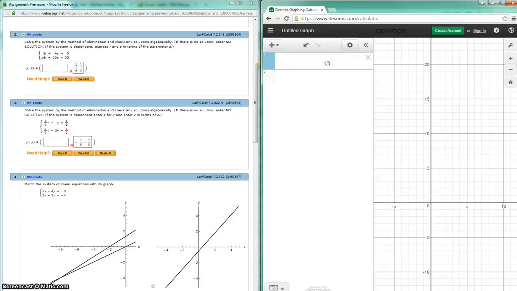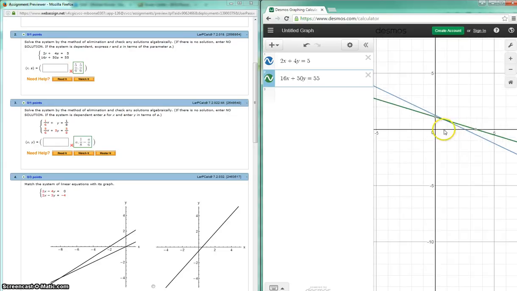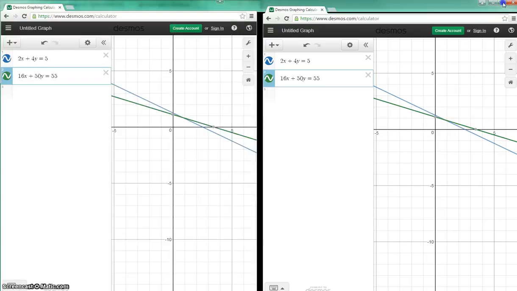So again, this one you would type in as 2x plus 4y equals 5, and then 16x plus 50y equals 55. Now, for your homework, you'll be able to find the intersection, right? We can just zoom in there and say that point of intersection is, let me get it in a second. There we go.